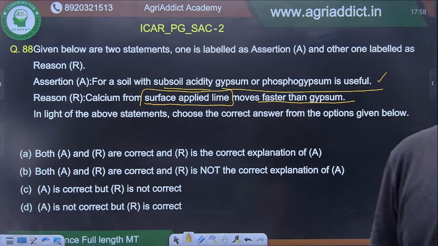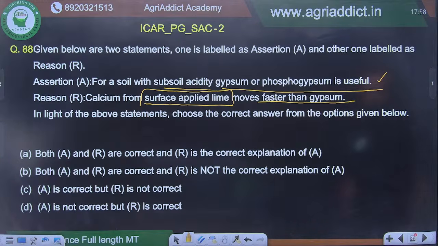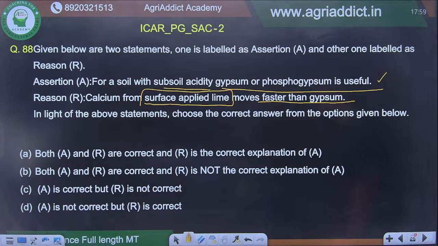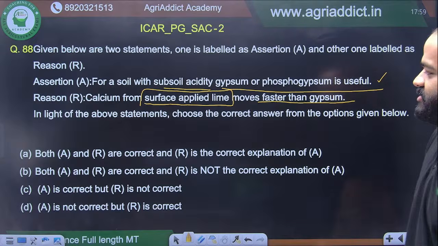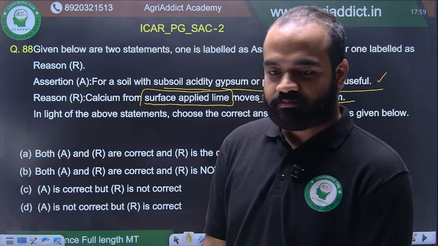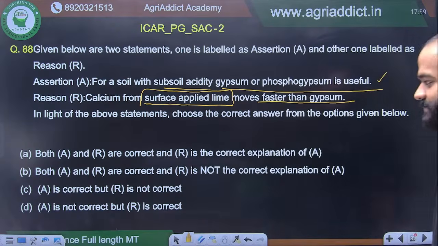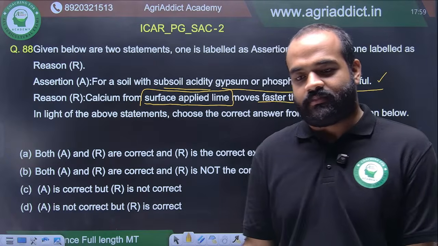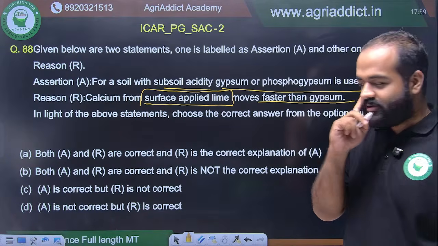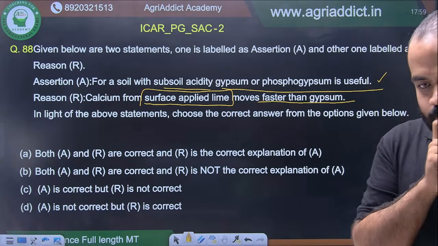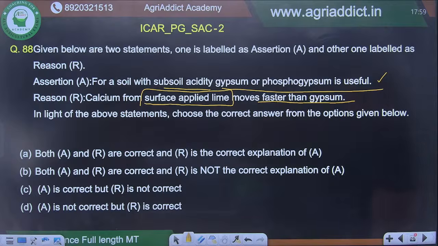Let's see. What would you say for this? A is correct, but R is not correct. Aman Kumar is saying A is correct, but R is not correct. Any other answers? I would like to see some other answers. Shreyoshi is saying C. All right. Anyone else? What do you think? Is it C? Is it B? Is it A? Anil Jat is also saying C.